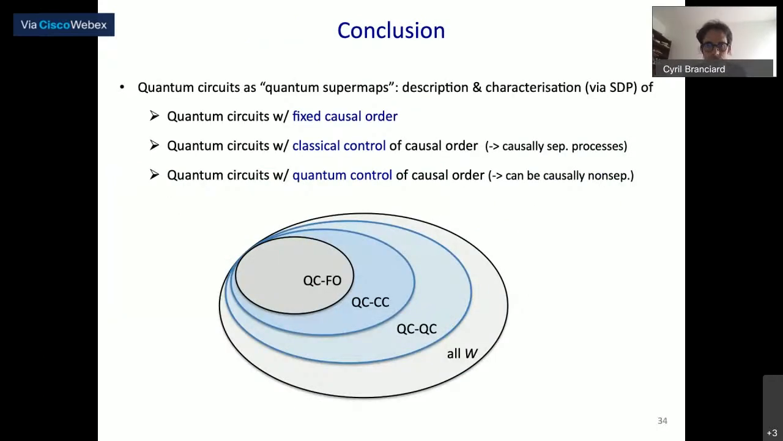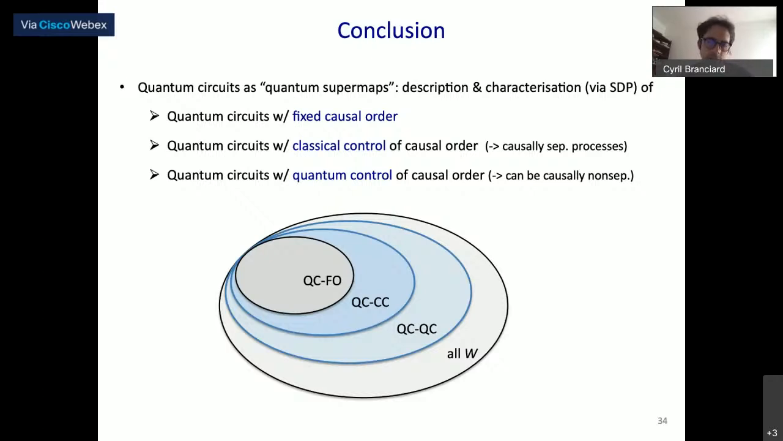Just to sum up, I described new classes of quantum circuits seen as quantum supermaps. With the fixed causal order, which is the standard, I described a whole new class of classical control and of quantum control, which can give causally non-separable processes.